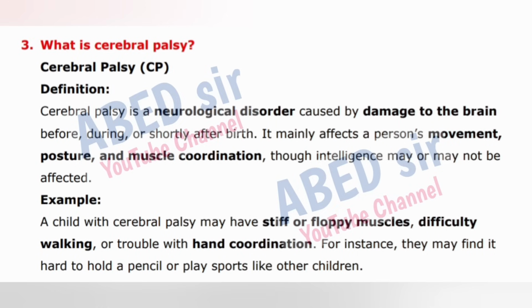What is cerebral palsy? Definition. Cerebral palsy is a neurological disorder caused by damage to the brain before, during, or shortly after birth. It mainly affects a person's movement, posture, and muscle coordination, though intelligence may or may not be affected. Example. A child with cerebral palsy may have stiff or floppy muscles, difficulty walking, or trouble with hand coordination. For instance, they may find it hard to hold a pencil or play sports like other children.